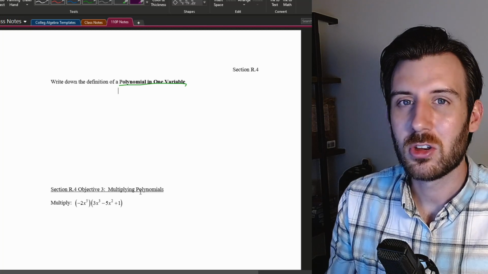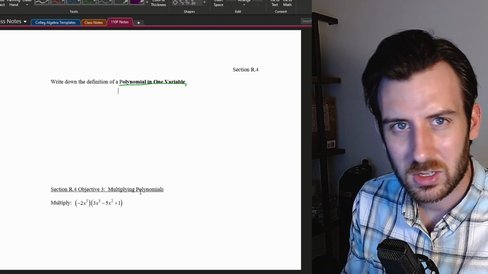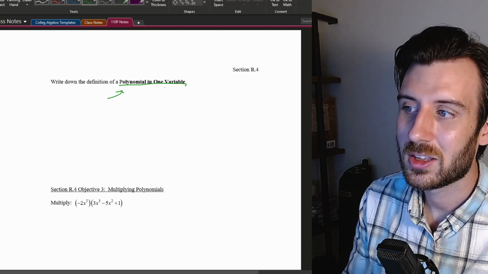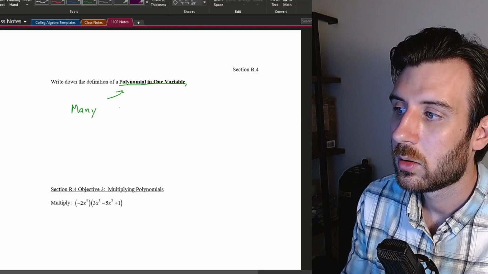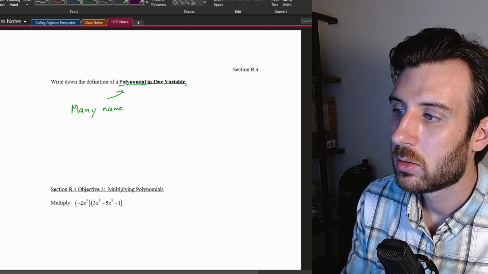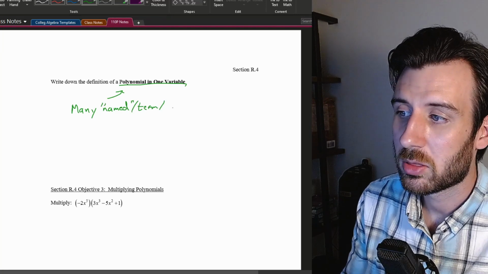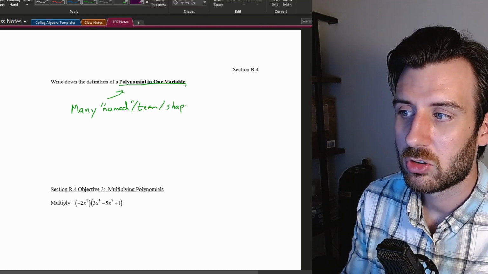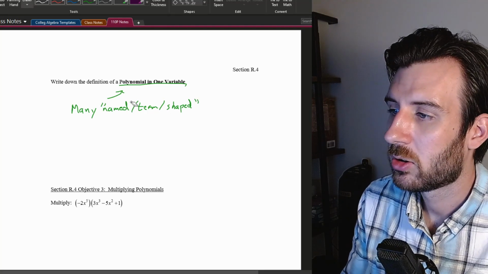You don't necessarily know what the phrase is, but you're able to break down what the words are and kind of decipher a pretty general meaning from it that allows you to participate. Here you go. Polynomial in one variable. Polynomial. What's that mean? That is a many named, or we could say, instead of named, we could say term. And instead of term, you could maybe think of like size or shape. I'm going to say shape. It's a many shaped. So we have a many shaped expression.